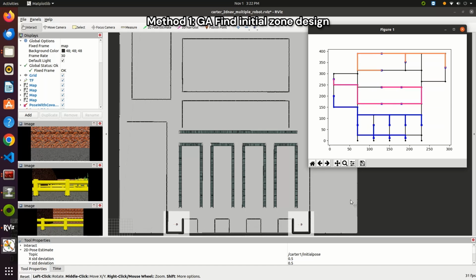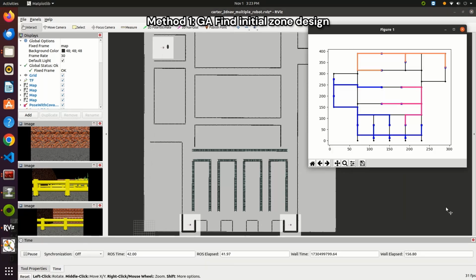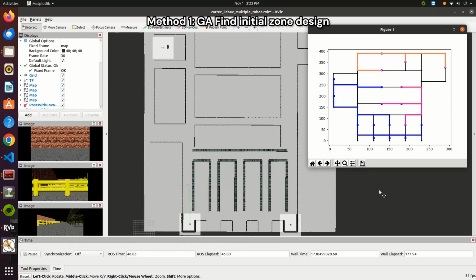What is being shown now is the start of the genetic algorithm. Both simulated annealing and genetic algorithm start by first finding the initial zone design. Once that is found, the robots move to pick up and drop off parts at workstations. It's important to note that this simulation is done with NVIDIA Isaac Sim and the NVIDIA Carter robot.